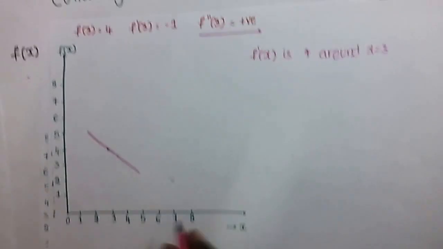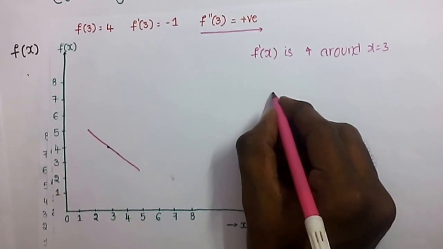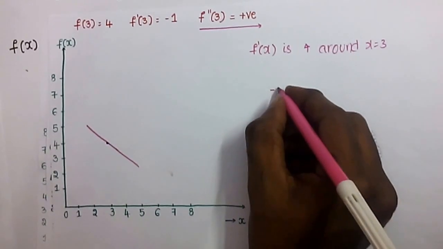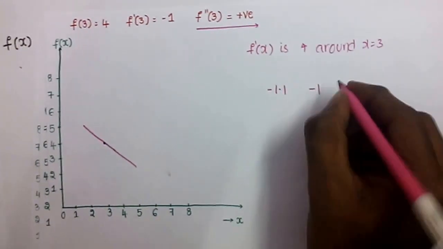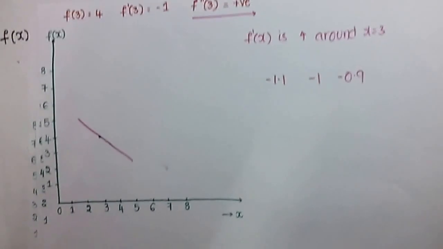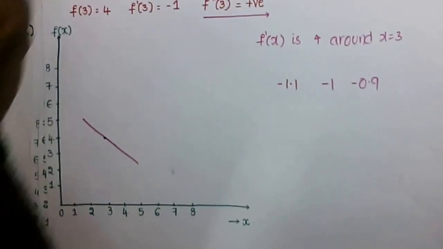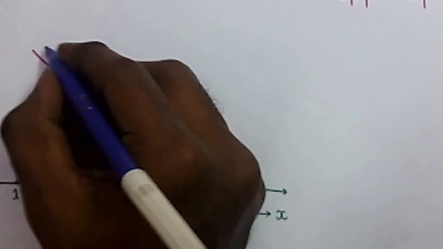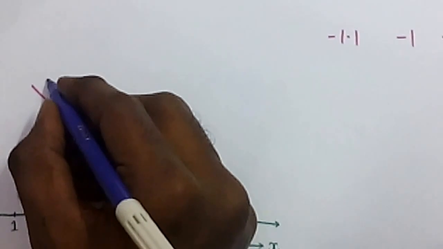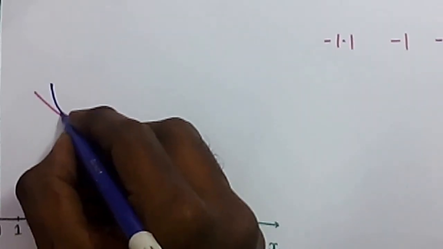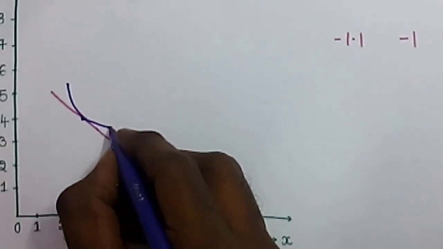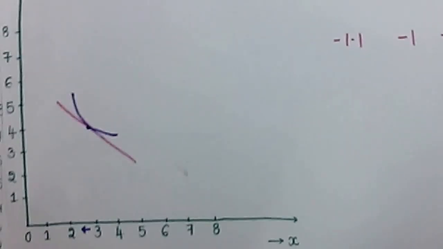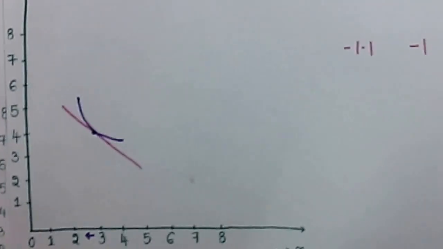so it's minus 1. If you consider a point below x equals 3, the slope is going to be increasing, right? Say minus 1.1 to minus 1, so minus 0.9. So the graph is going to be more steep below x equals 3, and it's going to be moving towards 0. So it's going to be moving flat when we go above x equals 3. So this is going to be the graph of the function around x equals 3.